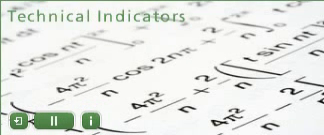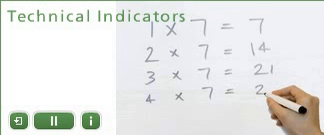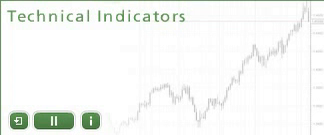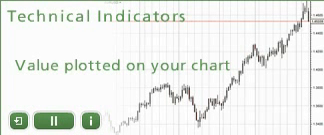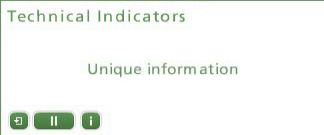Technical indicators are the interpreters of the forex market. They look at price information and translate it into simple, easy-to-read signals that can help you determine when to buy and when to sell a currency pair. Technical indicators are based on mathematical equations that produce a value that is then plotted on your chart. Each technical indicator provides unique information.